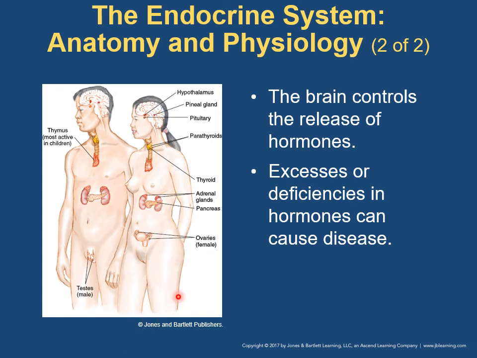So the brain controls the release of the hormones. Hormones can have a stimulating or inhibiting effect on the body's organs and systems. The tightly controlled communication system uses primary and secondary feedback loops to keep the body in balance. Excesses or deficiencies in hormones can cause disease processes such as diabetes.